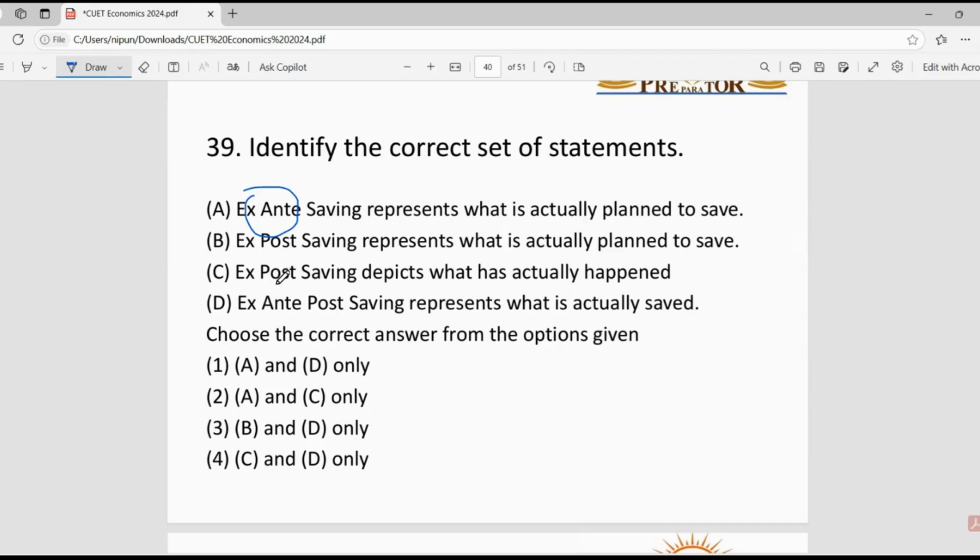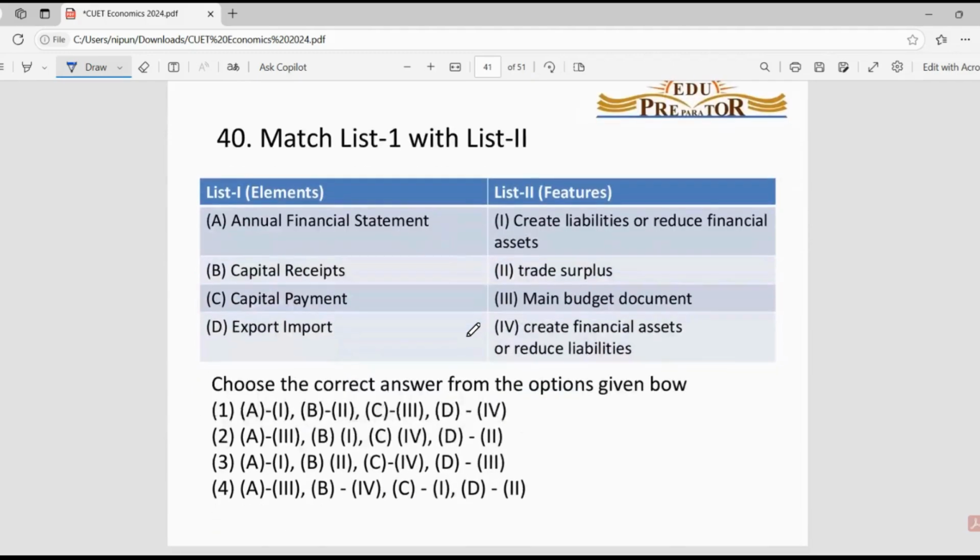Now if I look at this, ex ante saving represent what is actually planned to save. If I ignore actually in this, yes, plan to save, so according to me option number A is correct. Ex post saving represent what is planned to save? No, it is actually what is happening. There is no question of planning in it. So B is incorrect. Ex post saving represent what has actually happened. This is absolutely correct. Ex ante saving represent what is actually saved. No. So this is also incorrect. So A and C are correct statements. Therefore option number 2 is correct. Anyway, let us proceed further.